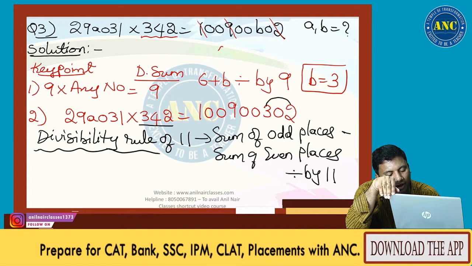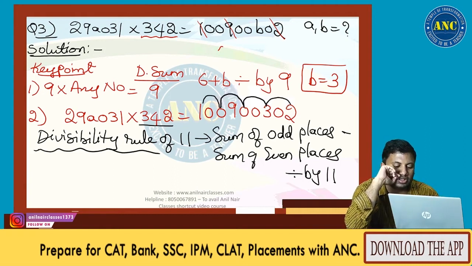3 plus 2, 5. 5 plus 0, 5. 5 plus 1, 6. I hope it is clear. 2 plus 3, 5. 5 plus 1, 6. If I take an even number, so these 0 plus 0, 0. 0 plus 9, 9. 9 plus 0, 9.